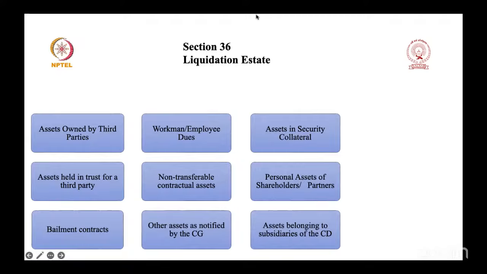Number one, it will be the secured creditor, and the workmen together will have the first right on the liquidation estate or the assets, right? However, both of them have their own limitations. When it comes to workmen's dues, only the workmen's dues which are pending for the last 24 months will have priority. And in the case of a secured creditor, he will have the right over the liquidation estate under Section 53 only when he has actually relinquished his asset.